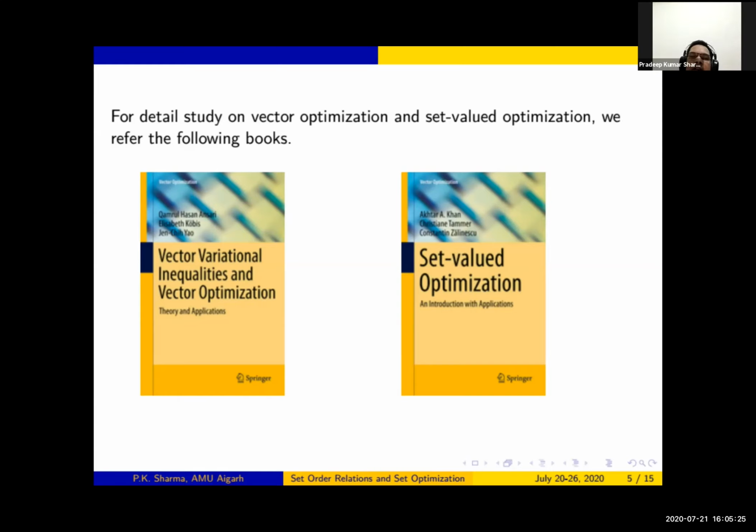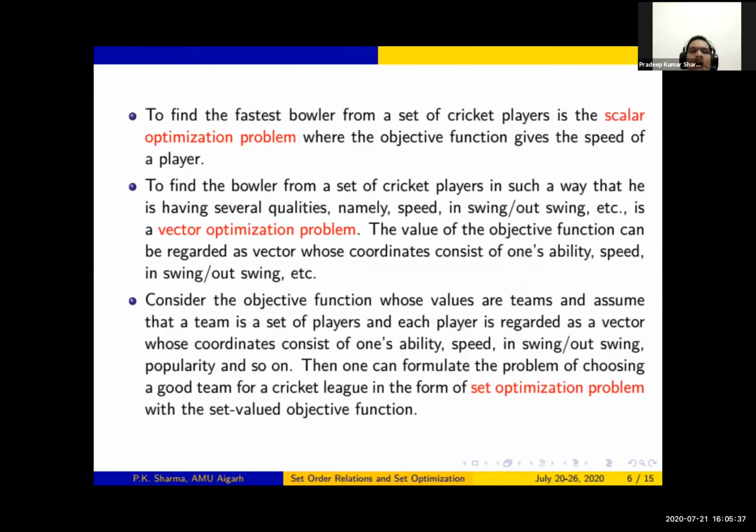The detailed studies on vector optimization and set valued optimization can be found in the books given on the screen. So now let us distinguish the case of scalar optimization problem, vector optimization problem, and set optimization problem.